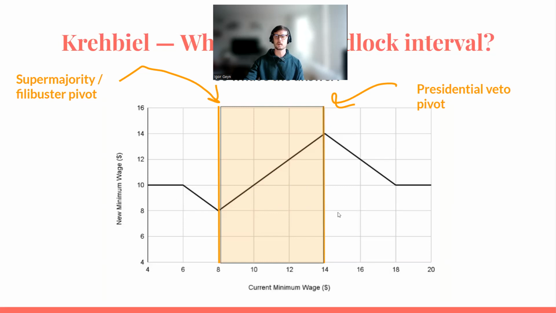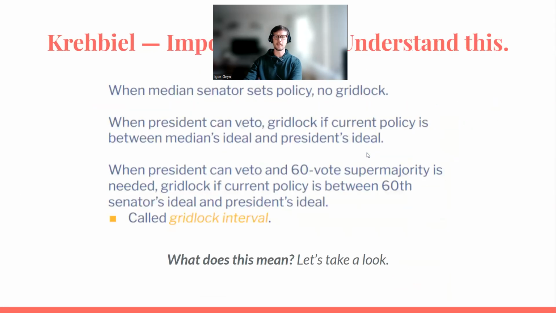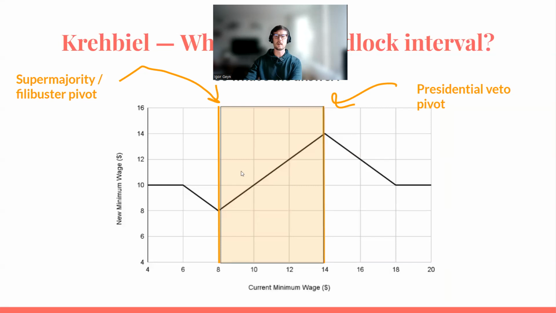Anything outside of this gridlock interval, so the parts of the graph represented by the white space, will see policy change. And in the same way that we defined the gridlock interval here as between the supermajority pivot and the presidential pivot, right? In the same way that we understood that same definition from the text or the verbal definition here, we're going to define the gridlock interval on this graph in the exact same way. It's just the orange section occurs between the supermajority filibuster pivot and the presidential veto pivot. Exact same intuition, exact same information being conveyed here, just a bit more of a summary view. Okay.